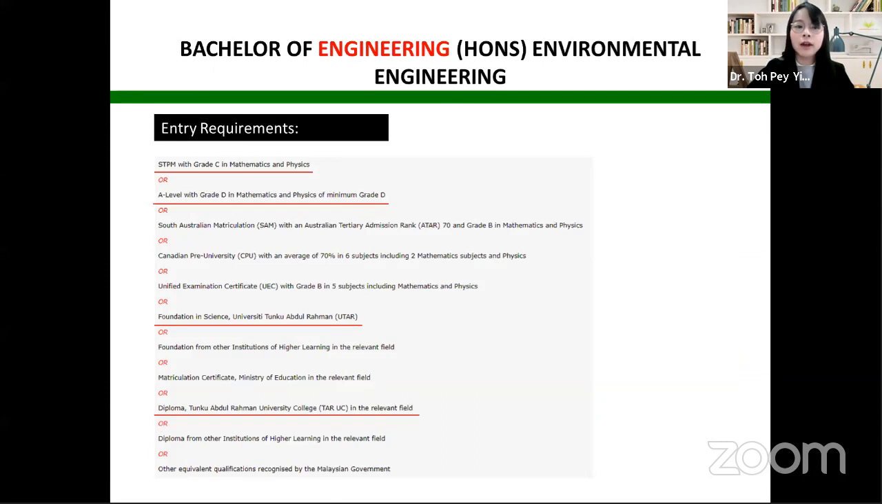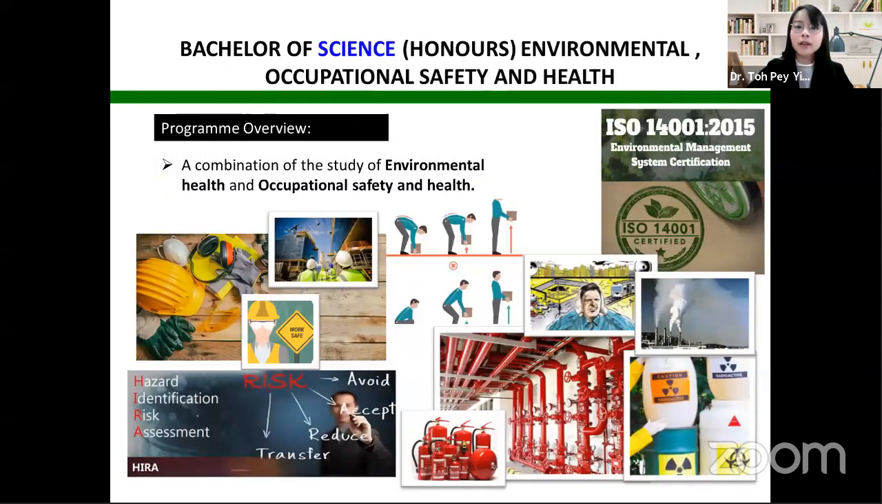Okay, so now the entry requirement, the important subjects are maths and physics. Okay, now I continue with the science. Bachelor of Science (Honours) in Environmental, Occupational Safety and Health. So from here, you can find that there are two scopes students need to learn. The first one is environmental health. Another one is occupational safety and health.